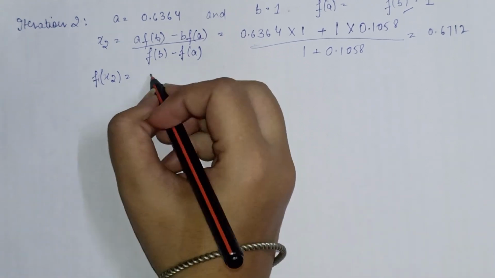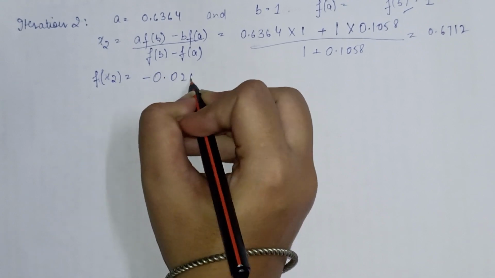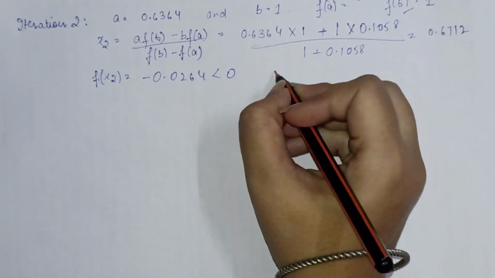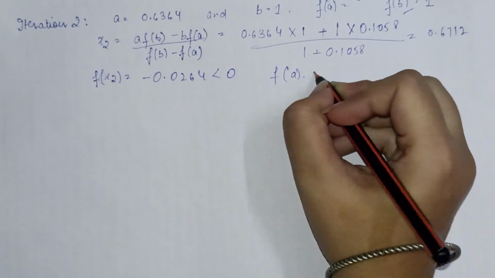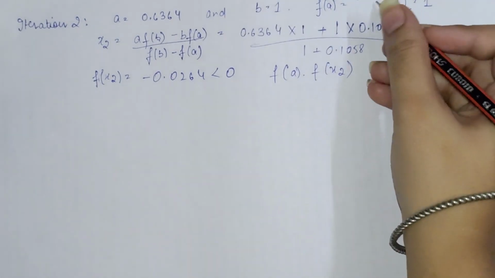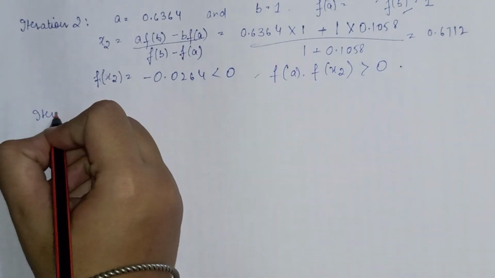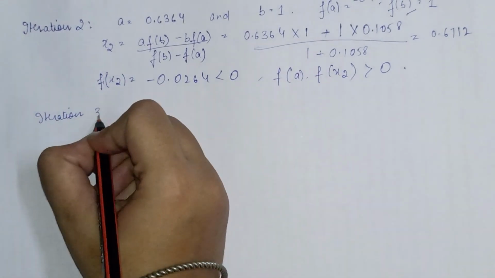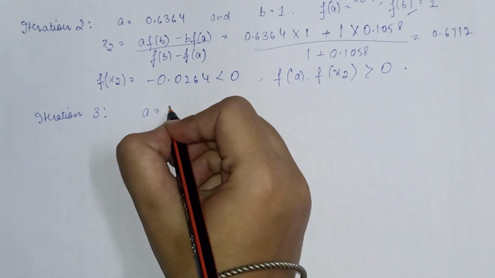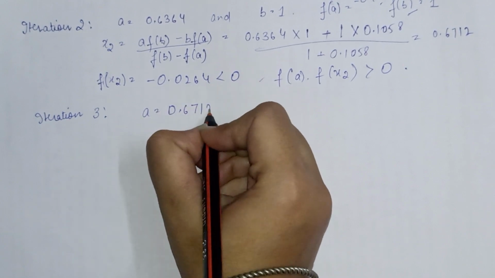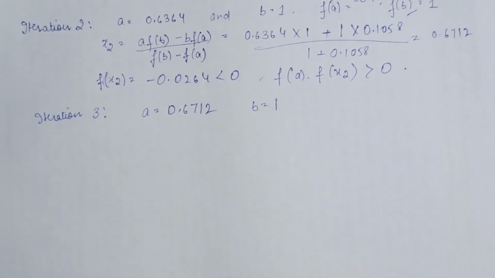सो जब हमने f of x2 इक्वेशन में पुट किया हमारे पास आंसर आया minus 0.0264, which is less than 0, and we know f of a into f of x2, minus minus plus, is greater than 0, so a would be replaced by mean, that is 0.6712 and b is 1.